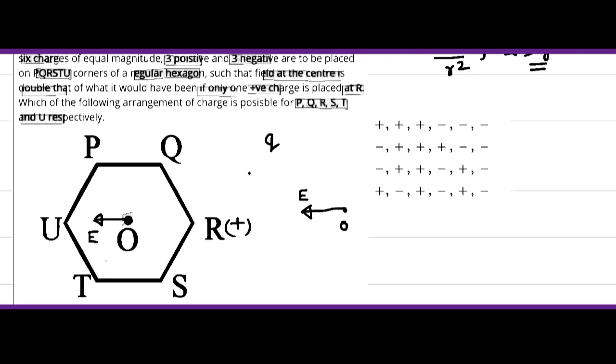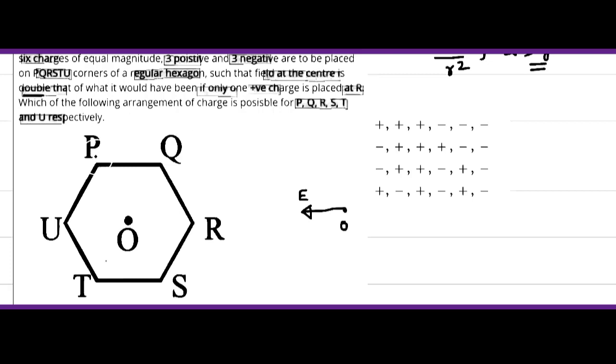Okay, now let's talk about the options given here. We are given 4 options over here. So let's start to arrange the charges and find the arrangement where the net electric field at O is 2E, because it is given that this would be double the initial.